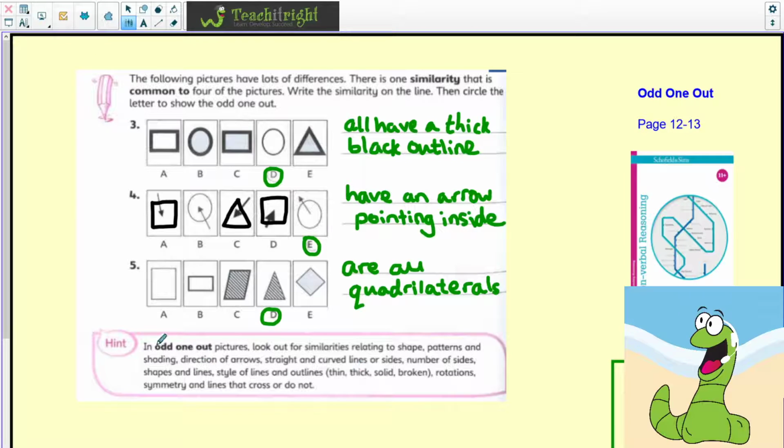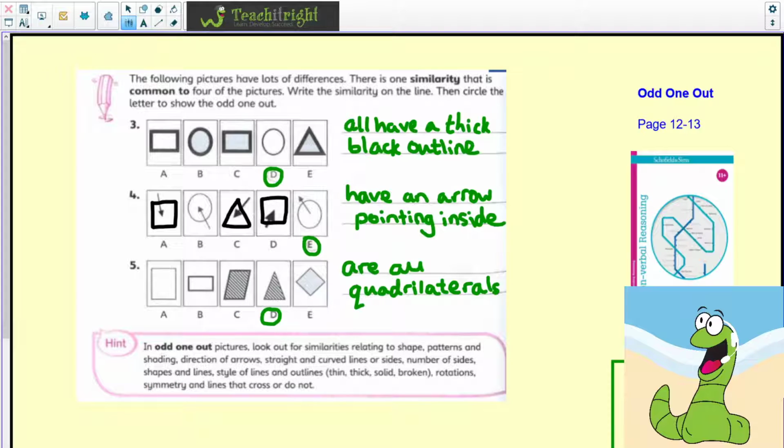And quadrilaterals are things like kites, trapeziums, squares, parallelograms, rhombuses. However, D is a triangle, an isosceles triangle. So we would put those four together because they are all quadrilaterals.